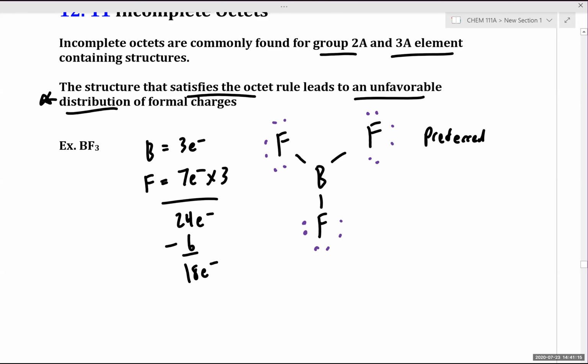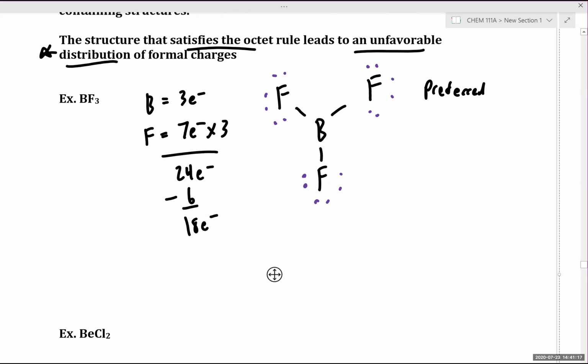Why is this structure preferred? Well, if we look at our alternative structure where we fulfilled the octet rule, I just want you to comment, what do you notice about the formal charges? So comparing these two structures, what do we notice about our formal charges?